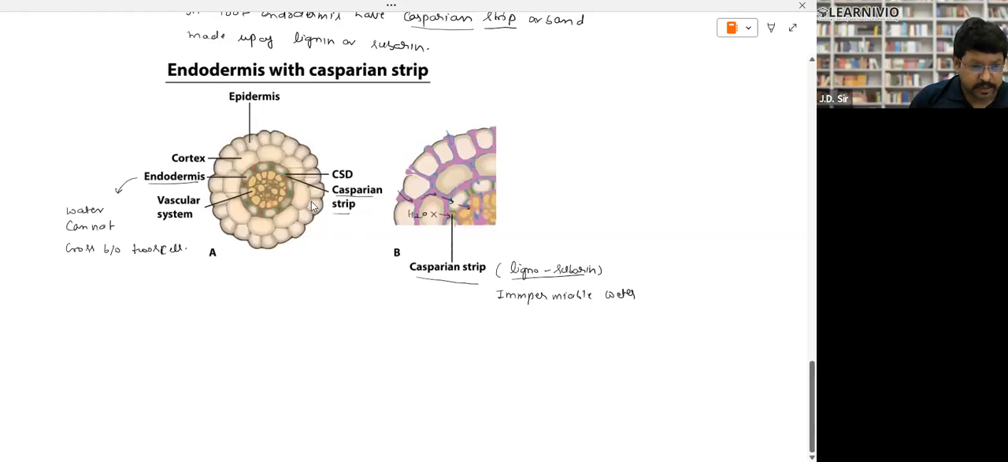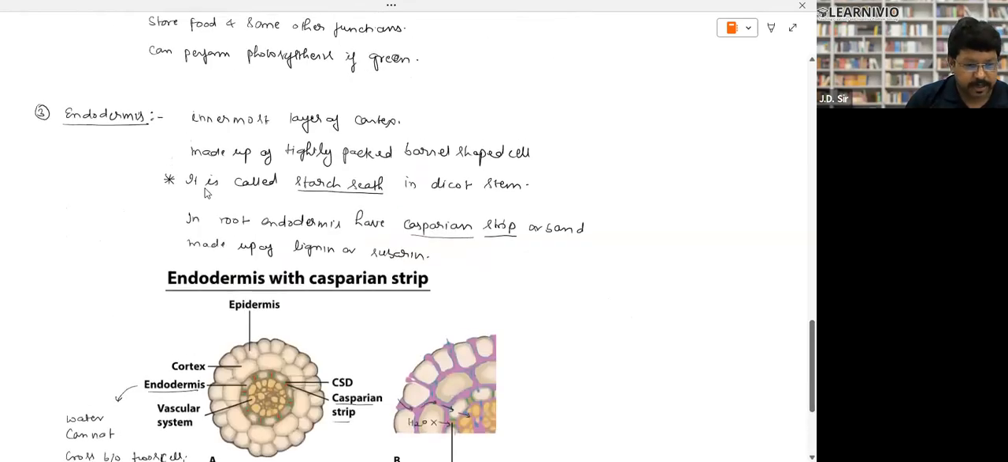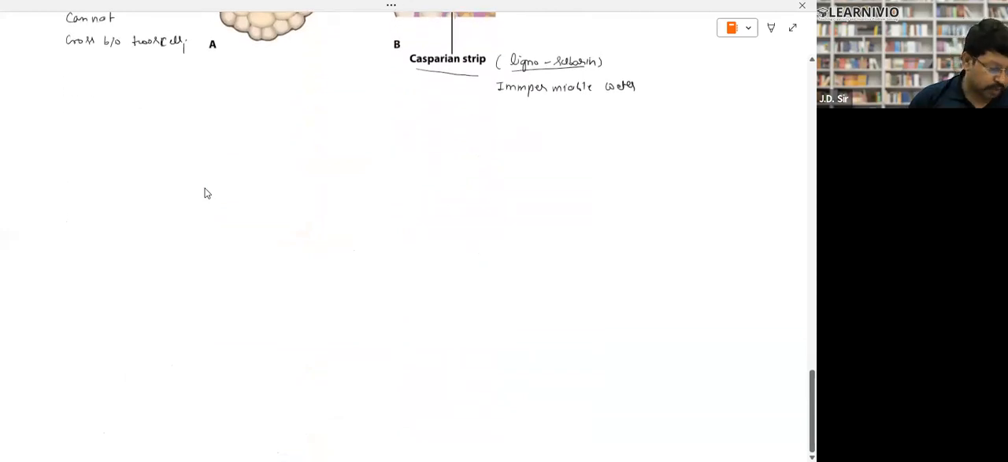Here you can understand. This is the endodermis, and inside the endodermis, the next layer is pericycle. This is the yellow color cells. This is the pericycle. Then there are vascular, right? So next heading is pericycle.